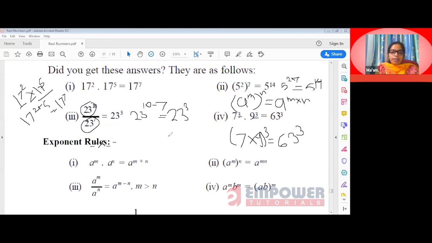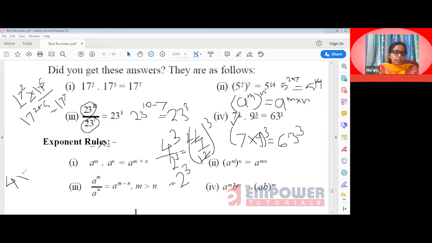What if I have different bases? Something like this, 4 raised to 3, let's say, and 2 raised to 3. In this case, I do have different bases, but I have same exponent. In this case also, I will use this rule. So I will divide 4 by 2, raised to 3. So this will be equal to 2 raised to 3. If you want to, you can solve this.